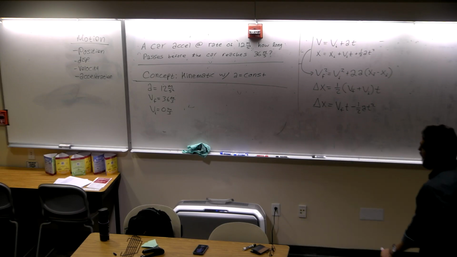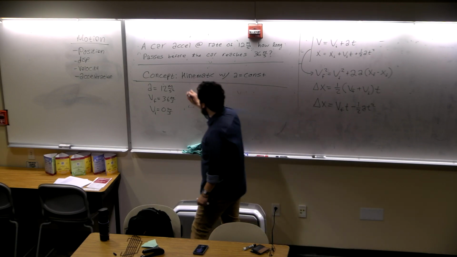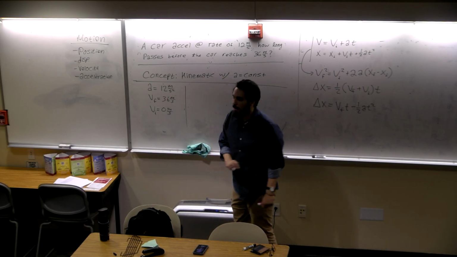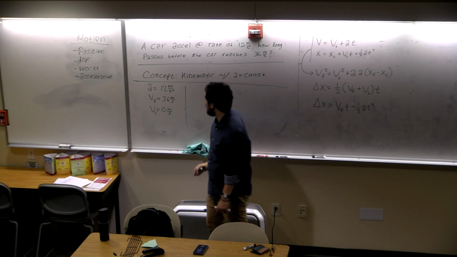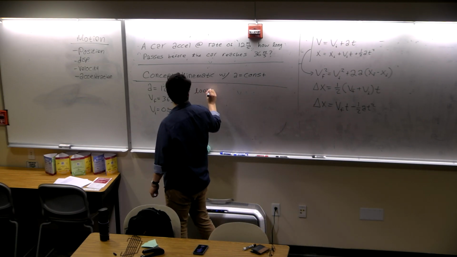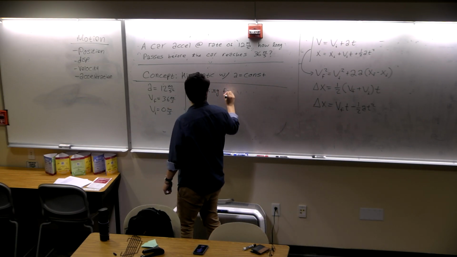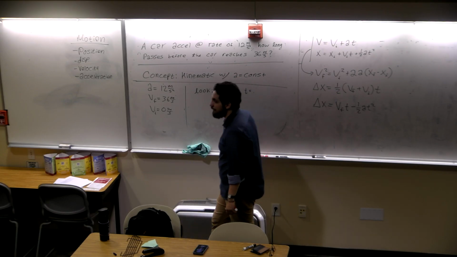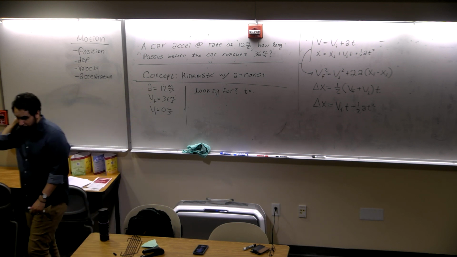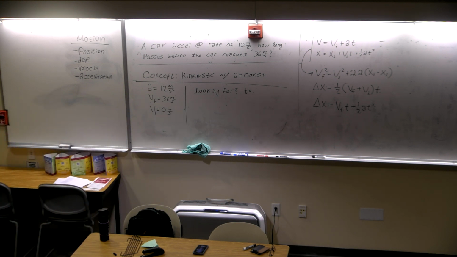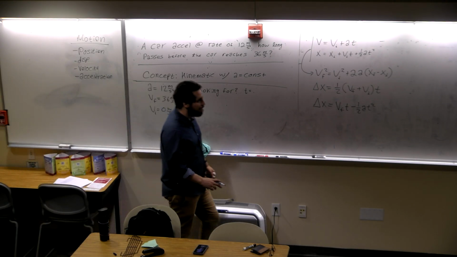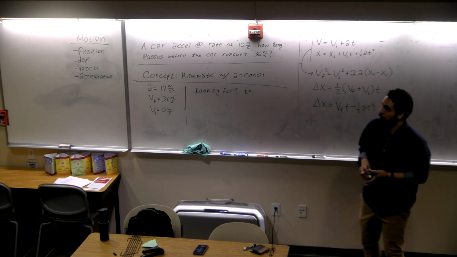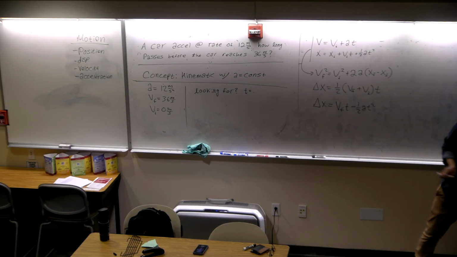And then I ask myself the question of what am I looking for? I'm looking for time equals something. Make sure you always keep your goal in mind. It's easy to go down rabbit holes, especially as these problems will get more and more complicated throughout the semester. So you say, what am I looking for? I'm looking for time.